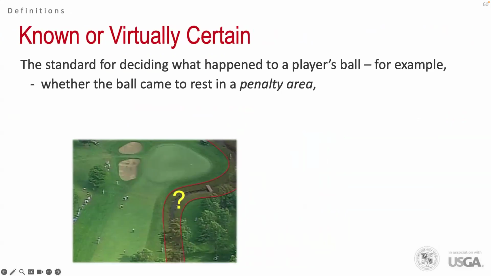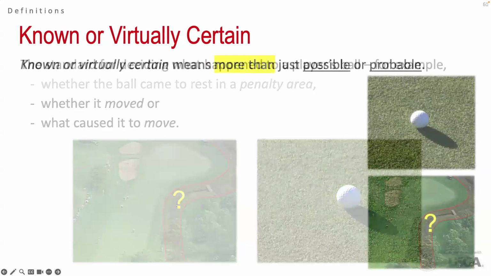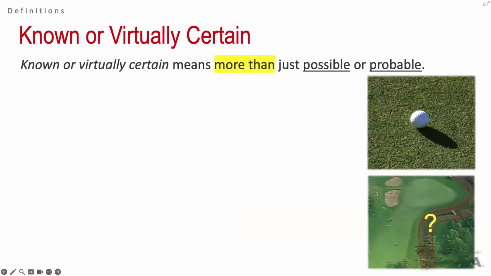Known or virtually certain. In the rules circles, it could be known as KVC. We like to abbreviate some things. So KVC means it is the standard for deciding what happened to a player's ball. Maybe, for example, whether the ball came to rest in a penalty area, whether it moved, or what caused it to move. So known or virtually certain means more than just possible or probable.